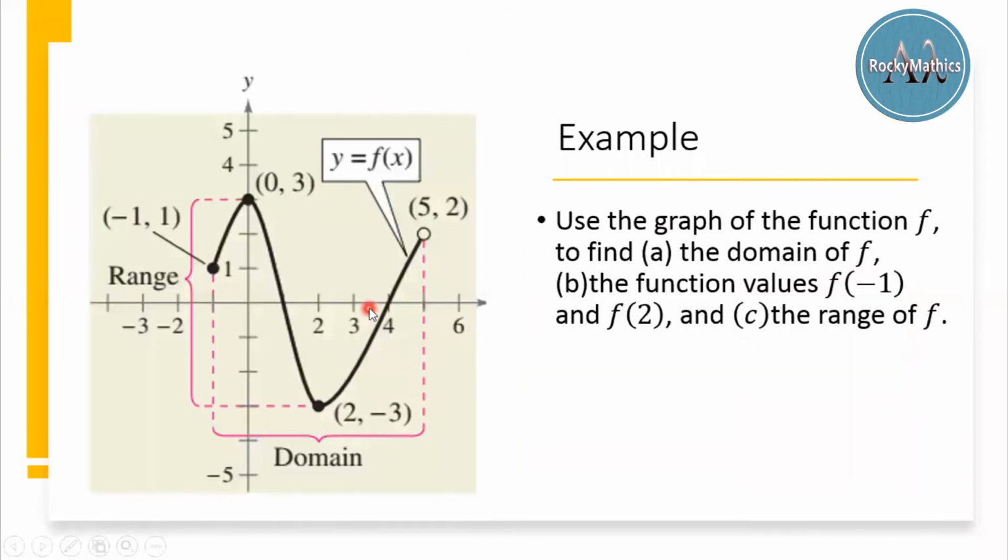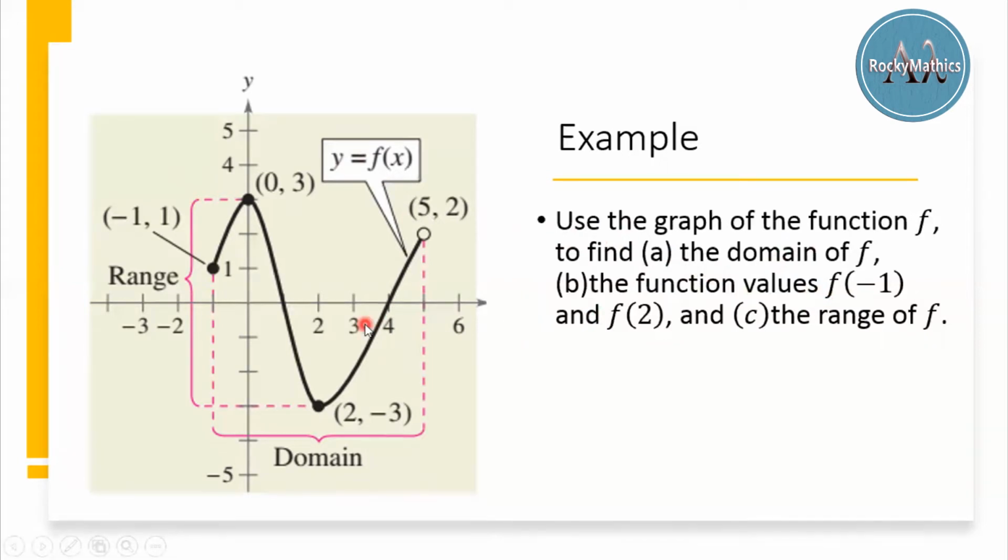From the graph, we can get a lot of information. For example, look at this graph. This is the graph of the function y is equal to f of x. This is a generic graph. Now, if you are asked to use the graph of the function f to find the following: the first one is the domain of f. What is the domain of f? It is the set of x's, or the set of input values, that can make the function defined. Letter B, the function values f of -1 and f of 2, and letter C, the range of f.